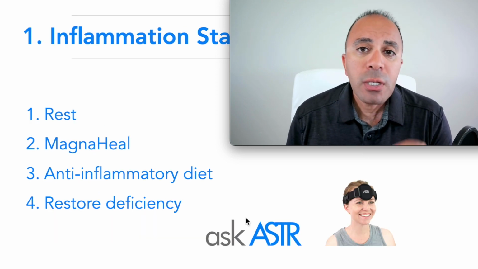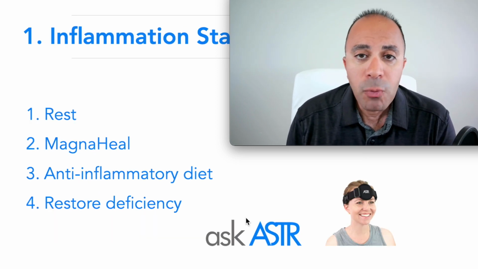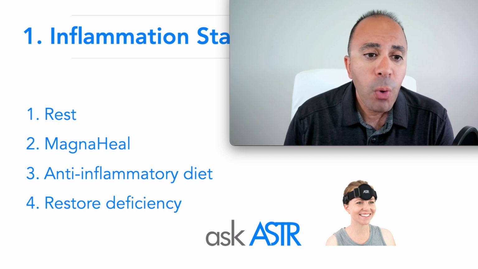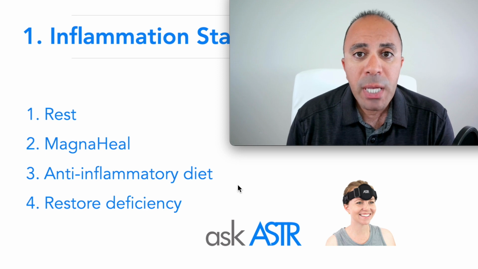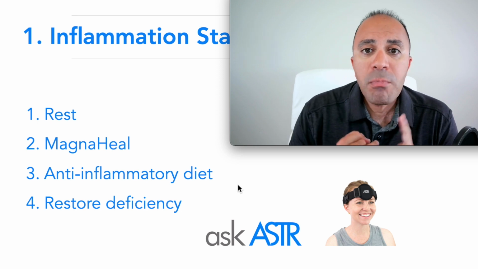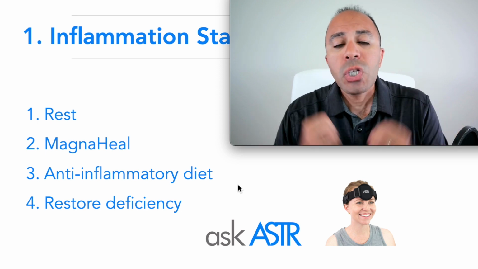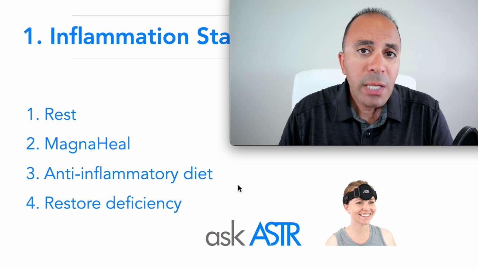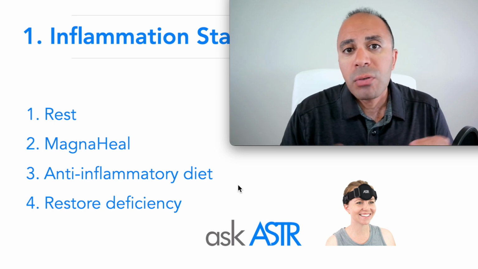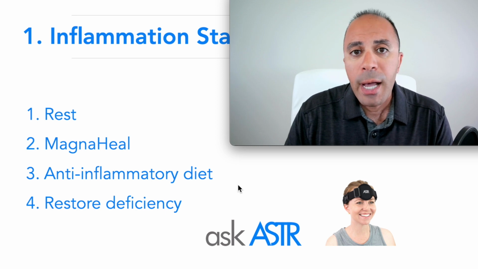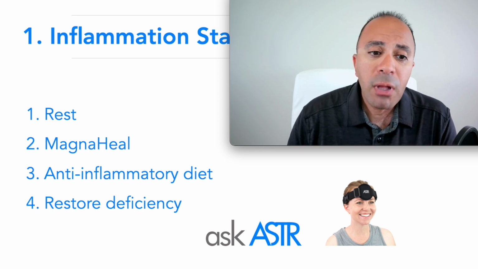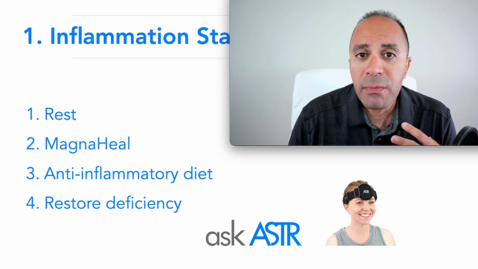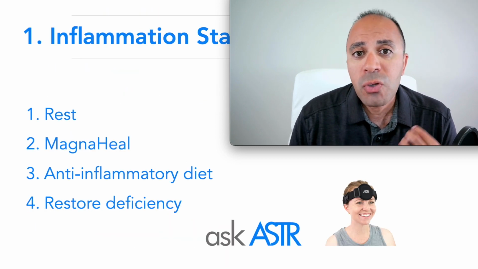So how do we treat the root cause of mid-back pain? We have to break that vicious cycle from both ends, the inflammation stage and the proliferation stage. For the inflammation stage, if you have minor mid-back pain, just take it easy and avoid lifting. Five to seven days should be good enough to get you back to normal. But if you have a chronic condition with a lot of inflammation and proliferation, five to seven days will not do much.